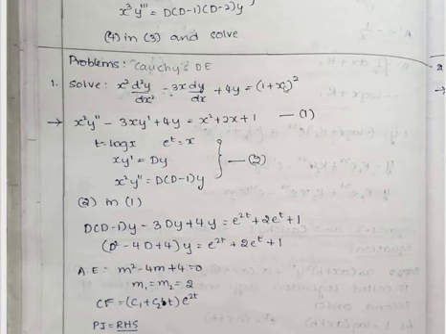This is in the form of (a + b)². Here a² is 1² is 1, b² is x², plus 2ab, 2 into 1 into x, that is 2x. Take this equation 1.